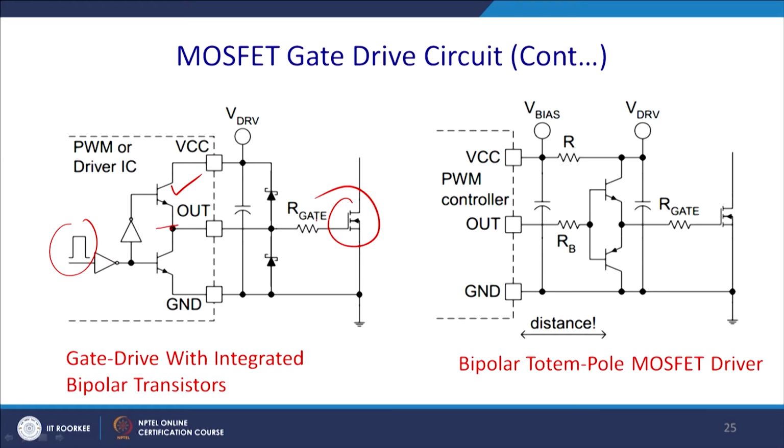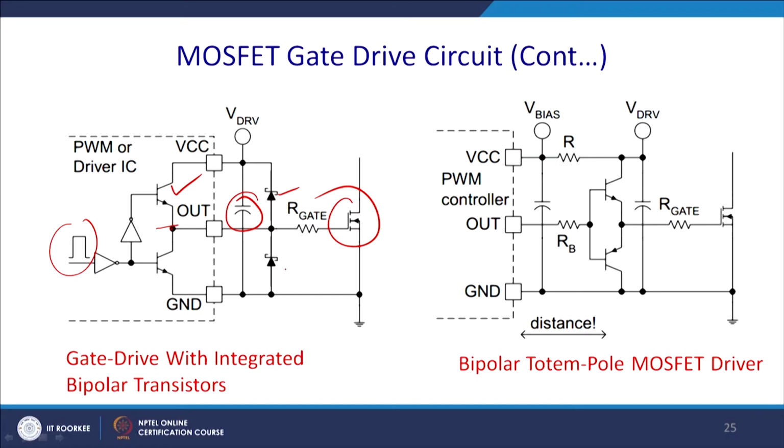So, this is basically the gate resistance, and to block the high dv/dt you have a blocking capacitor, and we have a very fast or Schottky diode, because we require a very fast recovery. For this reason we prefer a Schottky diode or an ultra fast diode for this purpose. Now, this is one of the configurations of the gate driver with integrated bipolar transistors.